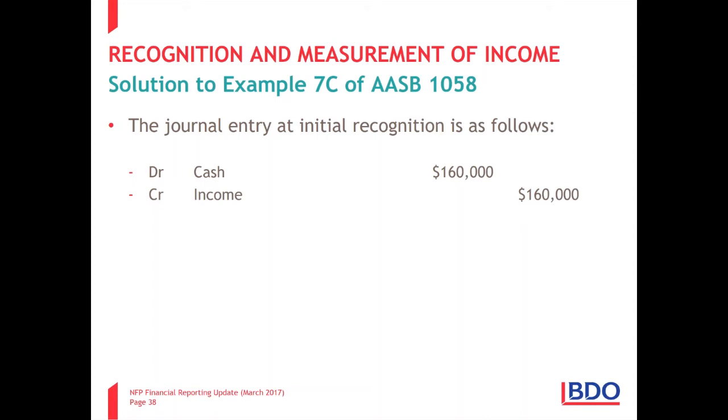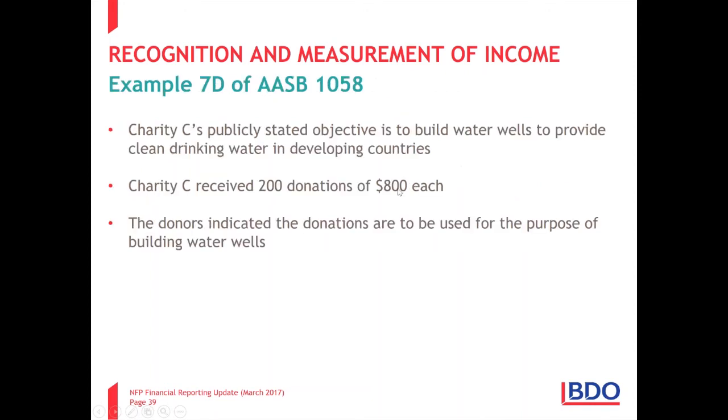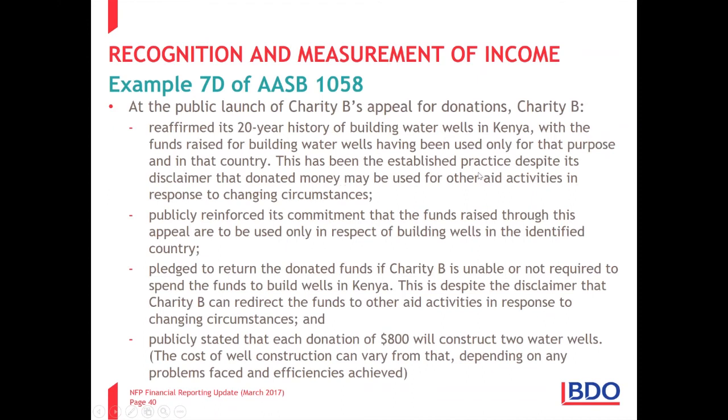So in that situation, your journal would be debit cash, credit income, because the entity could decide whether they want to build water wells or do other things. There are no sufficiently specific performance obligations. So again, debit cash, credit income.